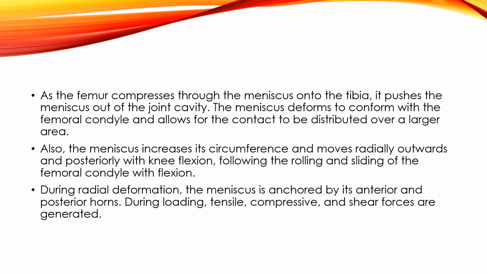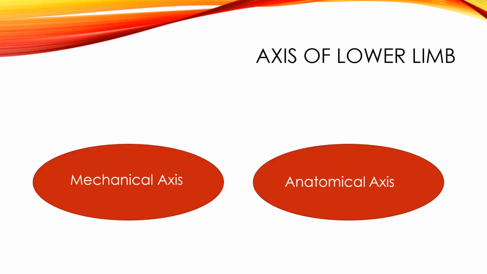During radial deformation, the meniscus is anchored by its anterior and posterior horns. During loading, tensile, compressive, and shear forces are generated. So now we'll talk about the axis of the lower limb: the mechanical axis and anatomical axis.